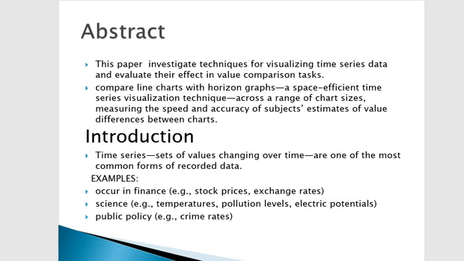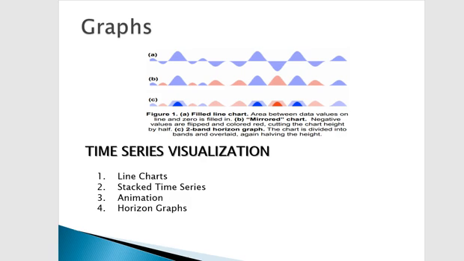Normally, a time series, meaning a set of values changing over time, is one of the most common forms of recorded data. Some examples occur in finance, science, and public policy, like stock prices, exchange rates, and temperatures. And these are the graphs.